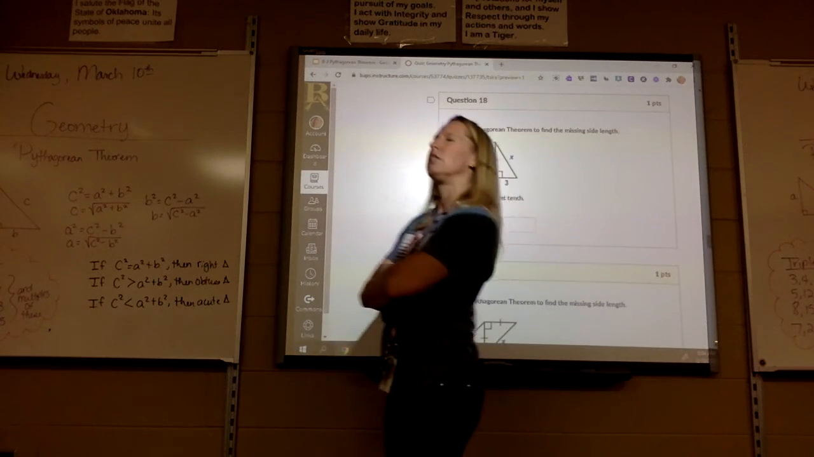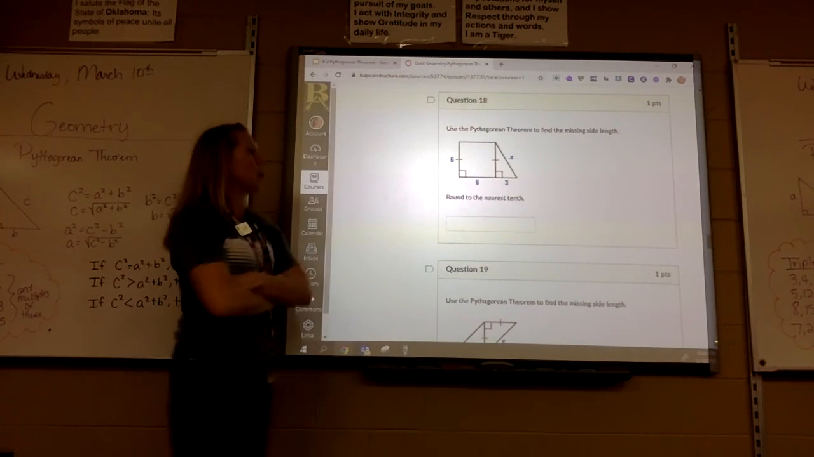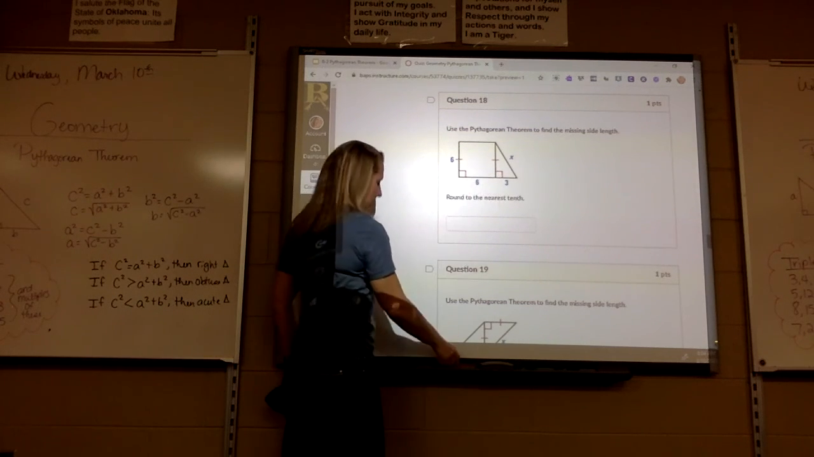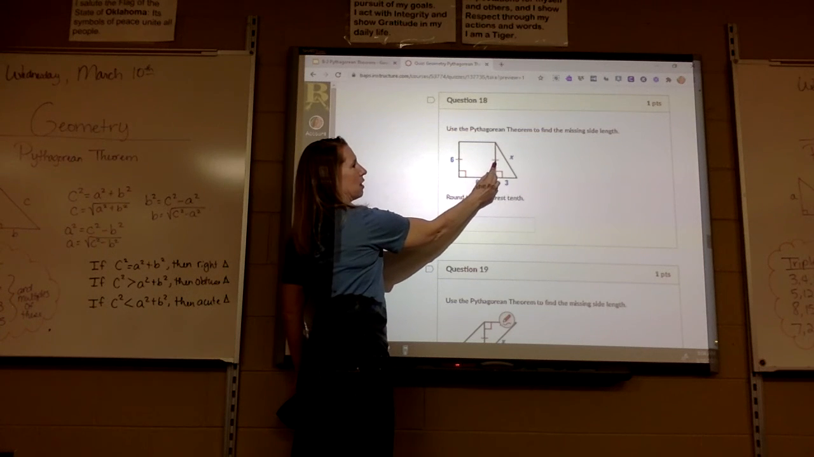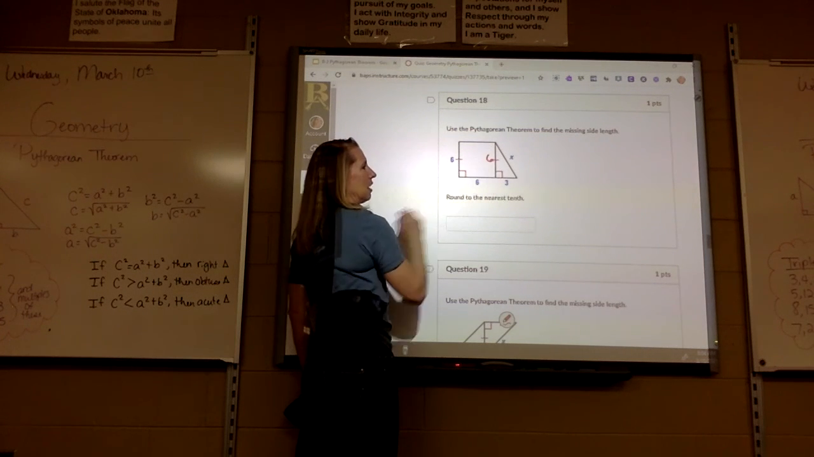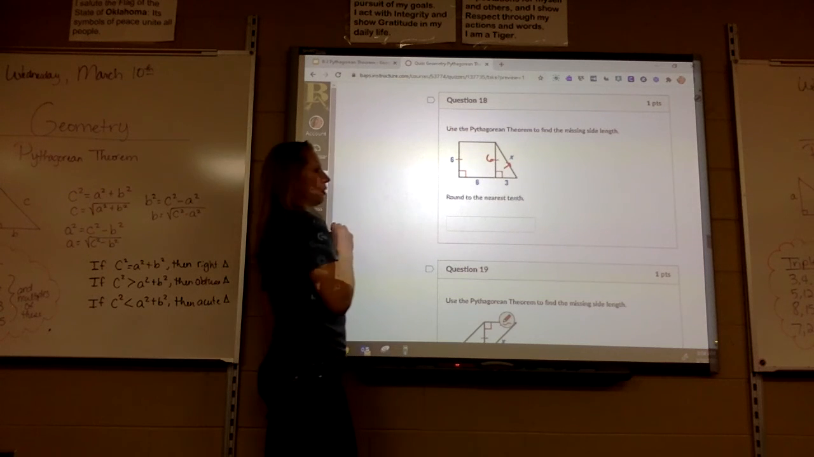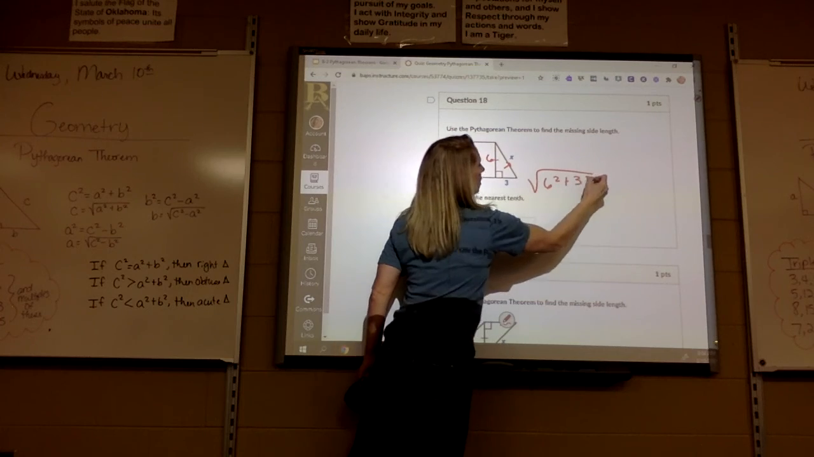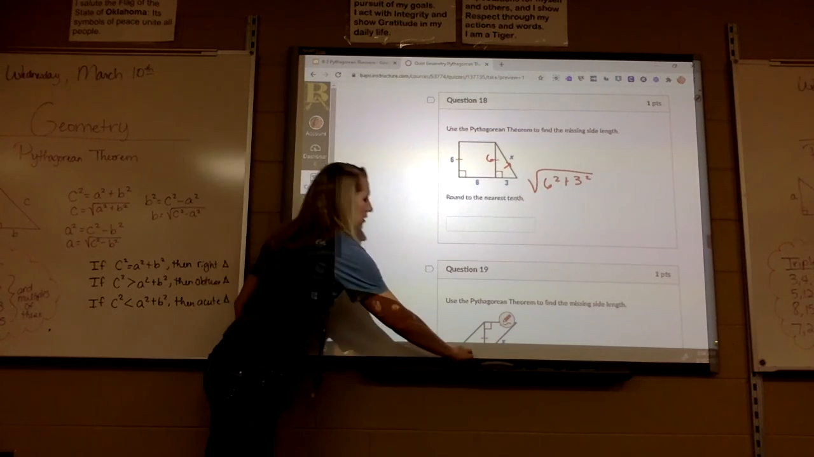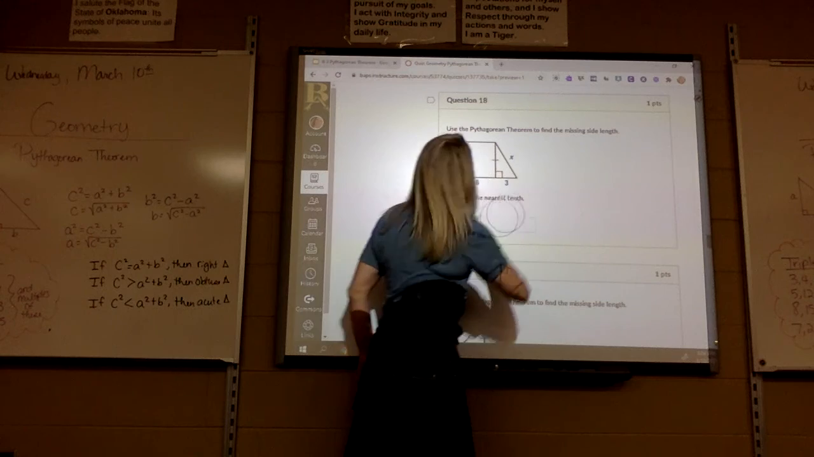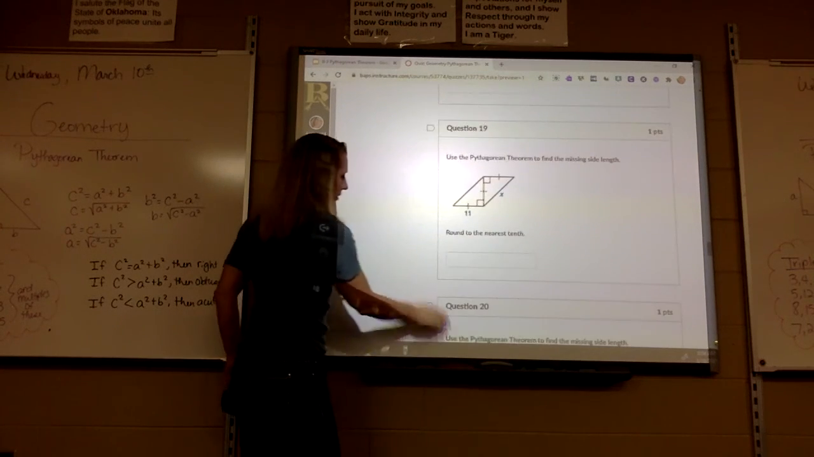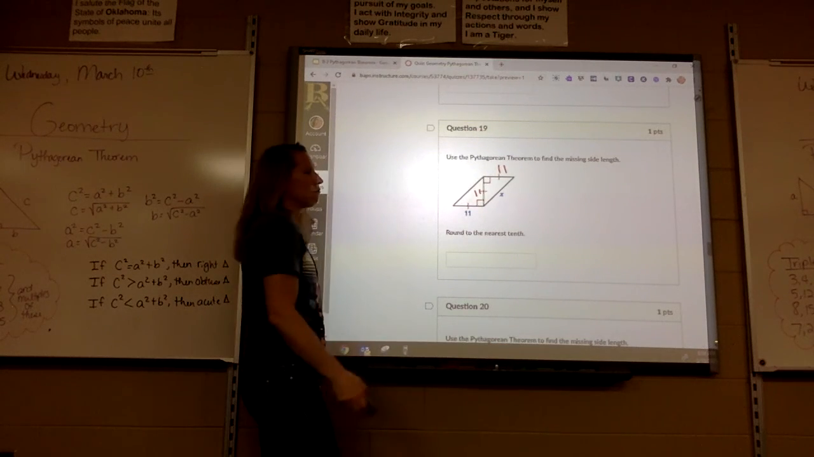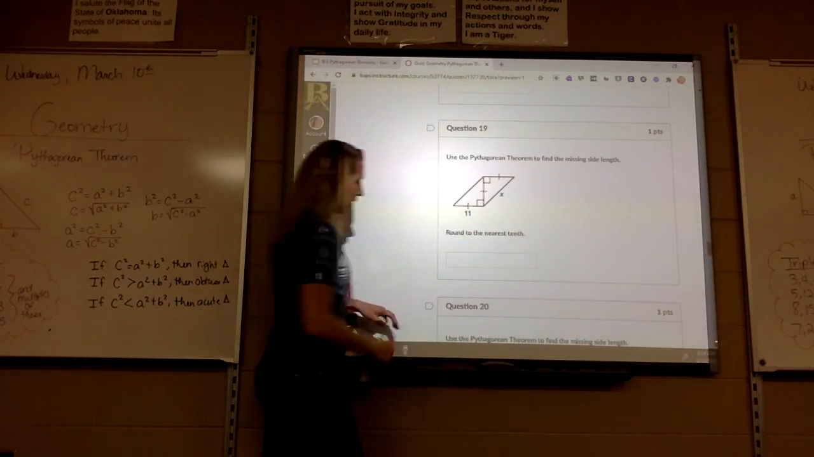Scroll to number 18 just really quick. I just want to make sure you remember what those slashy marks mean. They're equal. So if this over here is 6, guess what this is? 6. You do not know the hypotenuse, so would you add or subtract? Add. 6 squared plus 3 squared. So look for those slashy marks. Number 19 is the same way. Those would be 11. So the slashy marks mean they're equal.